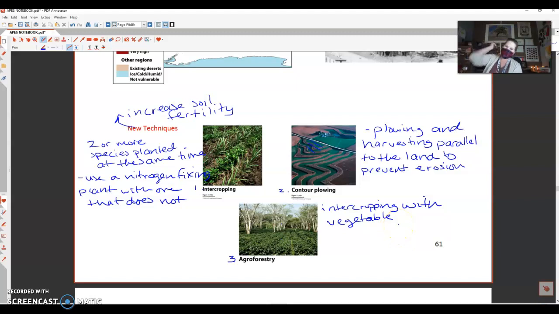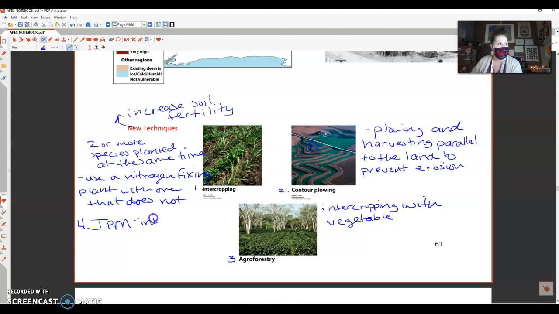Now, another new technique that I didn't put a picture on here for because there's really not a way you can describe this in pictures. Okay? But this is definitely on the AP test, and I might venture to say that your FRQ on your test next week will be about this topic. Okay? So, a fourth new technique we have is what's called IPM.